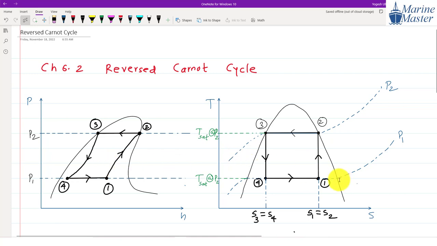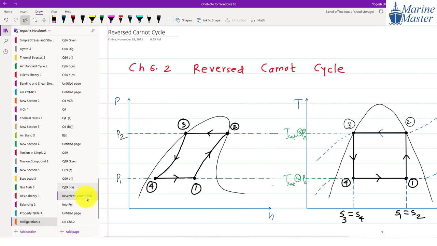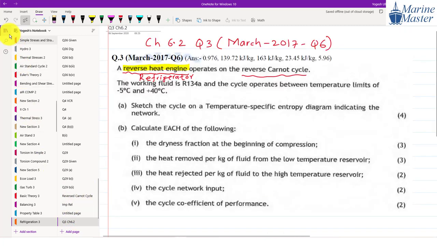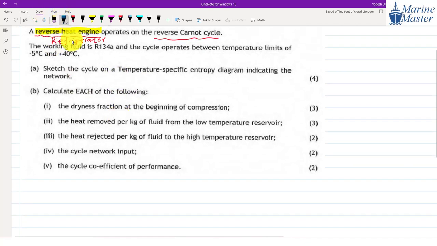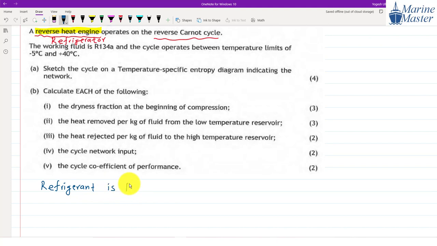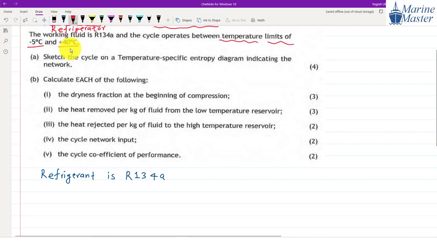Now the next point: I am going to write down the remaining given things of that question. The working fluid, the refrigerant, is R134A. It operates between temperature limits of minus 5 degrees Celsius and 40 degrees Celsius. This minus 5 degrees Celsius is our low temperature, and this 40 degrees Celsius is our high temperature.